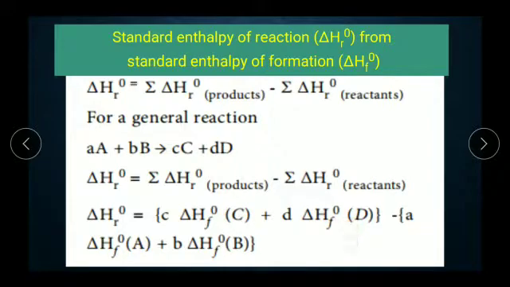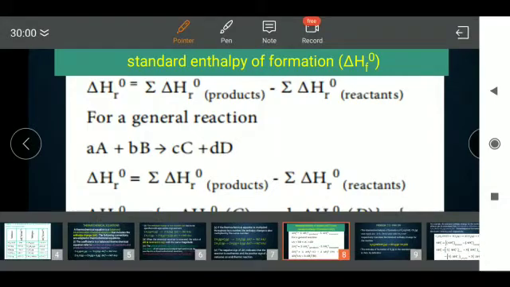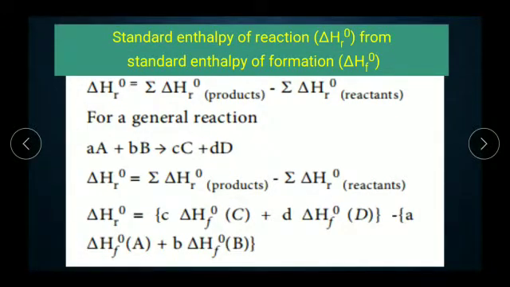So product minus reactant: the summation of the standard enthalpy of formation of products minus the summation of the standard enthalpy of formation of reactants. That is the standard enthalpy of reaction. So we can calculate the standard enthalpy of reaction from the standard enthalpy of formation.